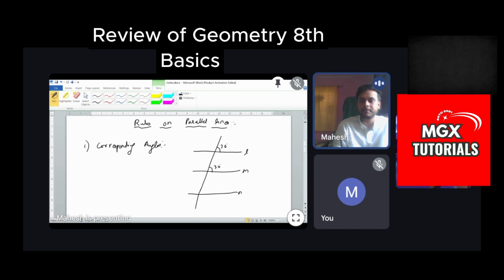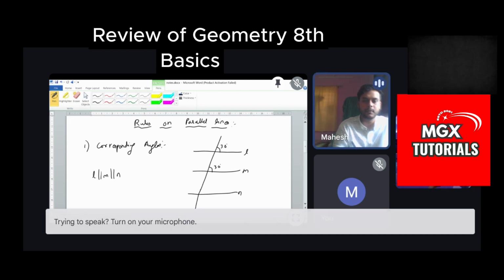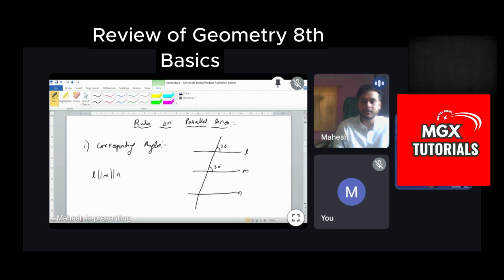Now, if I take this line still more and draw one more parallel line, think L is parallel to M, and M is parallel to N. So if all three are parallel to each other, then here also the corresponding angle will happen. Basically, L is also parallel to N. This is how you identify a corresponding angle. Can you see now? This is 30 degrees, this also will be 30 degrees, this also will be 30 degrees. Easy to identify.